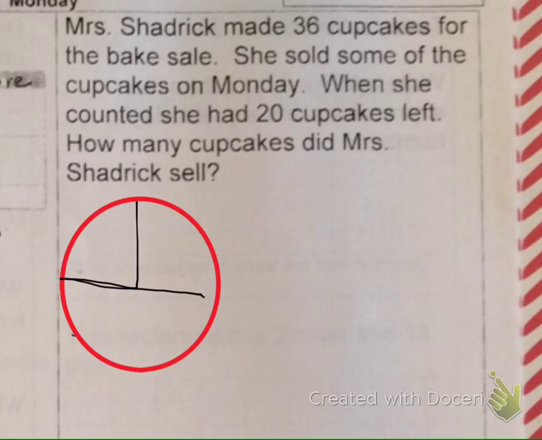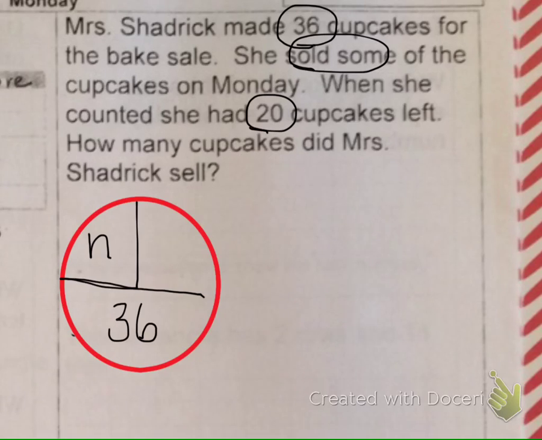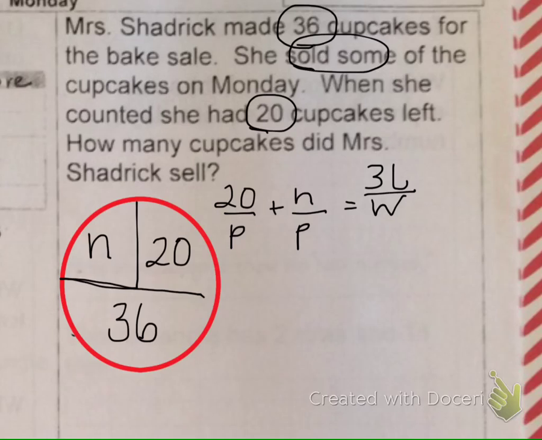And I know that my whole was she made 36 cupcakes. I know she sold some, so we know some is n. And when she counted, she had 20 left. So we know 20 is our other part. And the first way I'm going to do it is part plus part equals whole. So I know that 20 plus n equals 36.